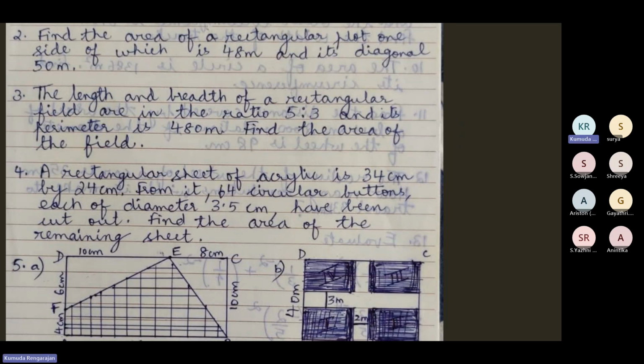You can take this as 1.75 or you can take the fraction also. I'll tell you that later. Area of one circle is pi r square. Multiply that answer with 64 to find the area of 64 circles. Now the area of the rectangular sheet minus the area of the 64 circular buttons will be the area of the remaining sheet.